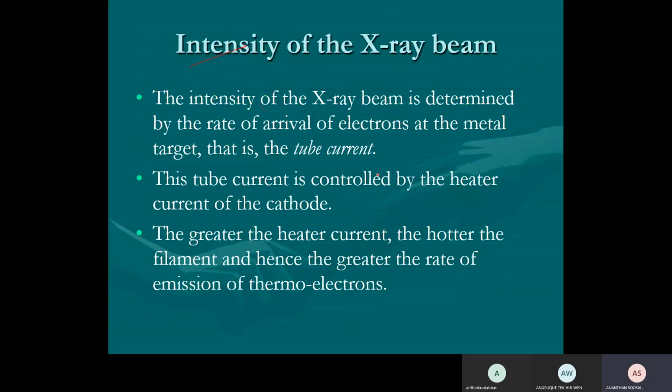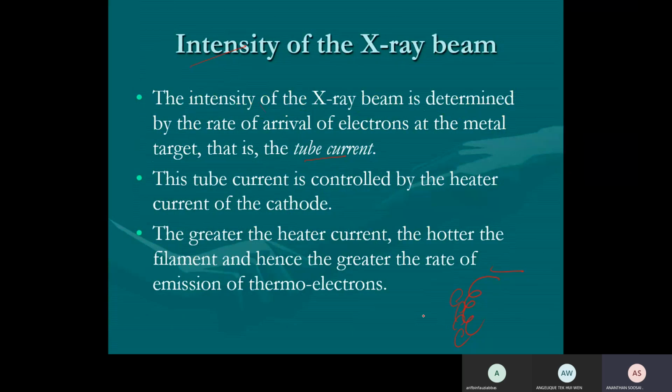The X-ray beam is determined by the rate of arrival of electron at the metal target. The tube current determines the intensity. The tube current is controlled by a heater. Yeah, the tube current. You know the filament just now, the filament at where the electron is produced.